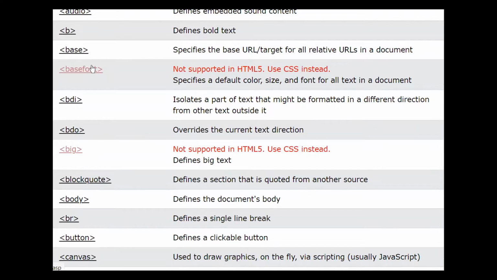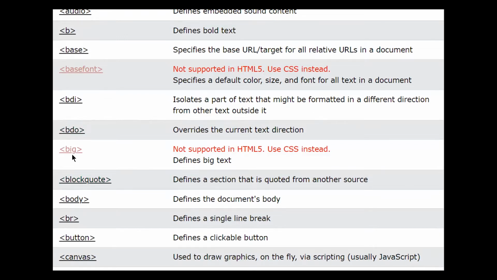This base font is not supported in HTML5. You can use CSS instead. So in CSS, you can change the font color, font size, and the font style. So this actually specifies a default color, size, and font for all text in a document. Now, this tag isolates a part of text that might be formatted in a different direction from other text outside it. This overrides the current text direction.